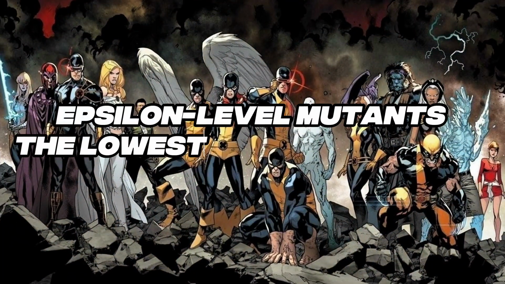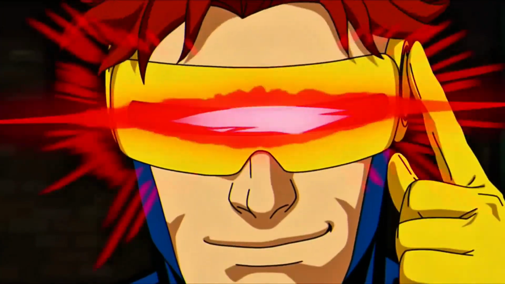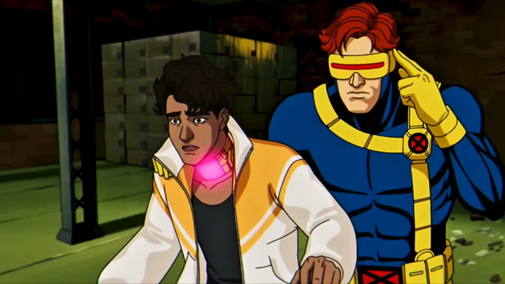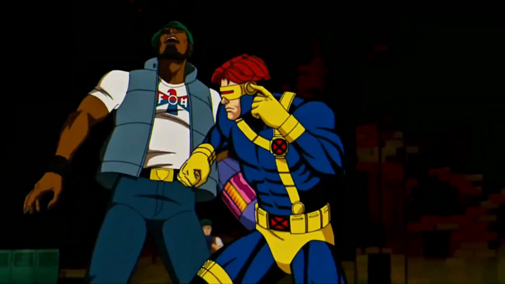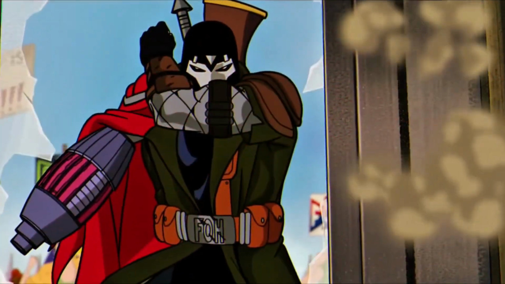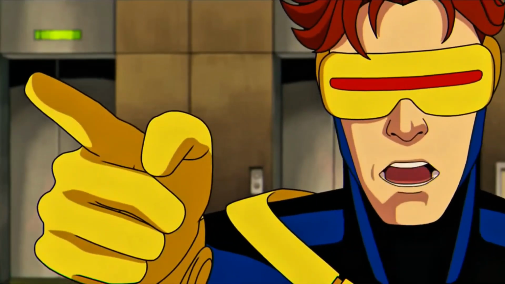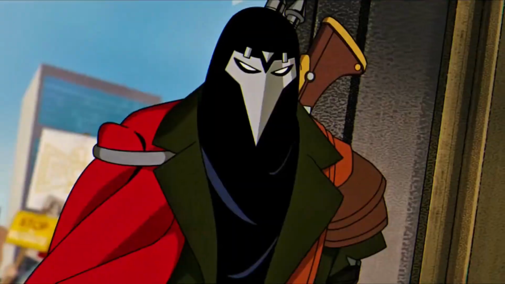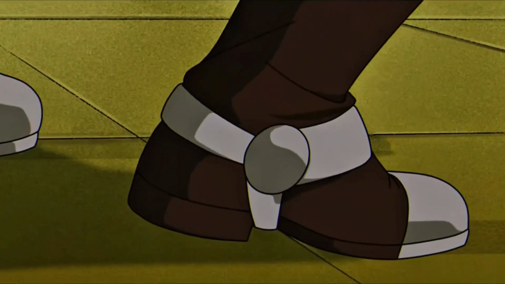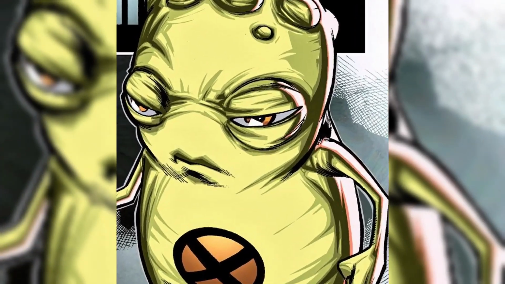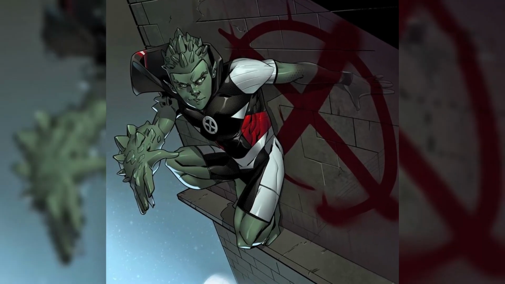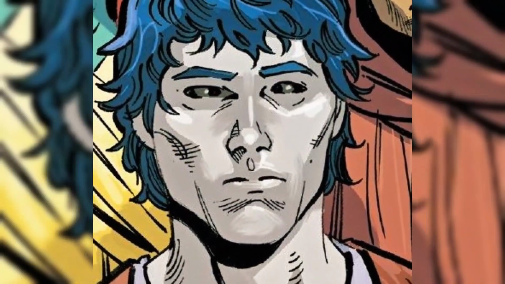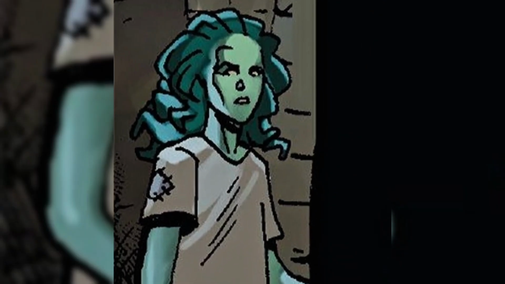Epsilon-level mutants, the lowest tier of mutation. Let's start at the very bottom of Marvel's mutant classification system. Epsilon-level mutants. These are mutants whose abilities offer little to no practical use, whether for offense or defense. In many cases, their mutations don't provide any combat advantage at all. Instead of super strength, energy projection, or reality manipulation, Epsilon-level mutations often manifest as purely physical alterations, and not the kind that come with enhanced function. These mutations are frequently grotesque, unstable, or debilitating, making it impossible for these individuals to pass as normal humans.